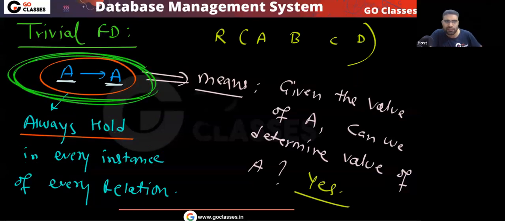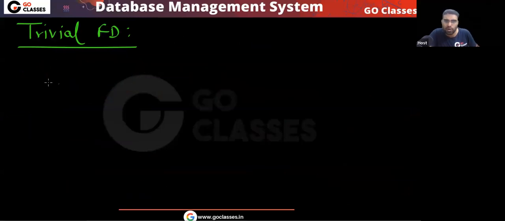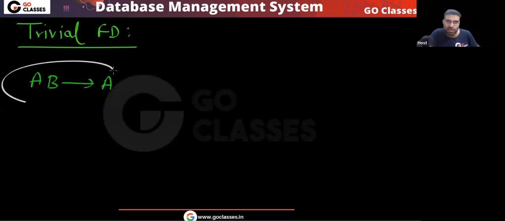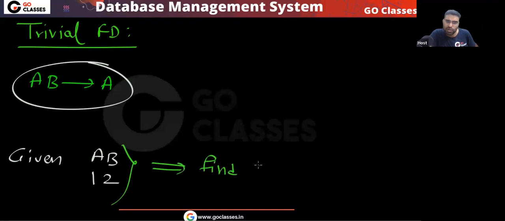This functional dependency will always be true in every instance of every relation. Is this clear? Now you tell me about this type of functional dependency, AB determining A. If I tell you the value of AB, can you tell me the value of A? I'm giving you the value of AB. Now, can you determine the value of A?